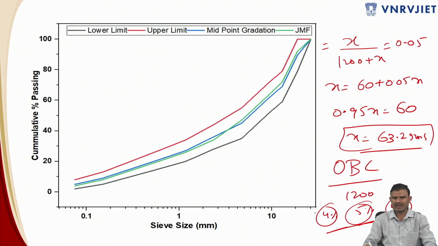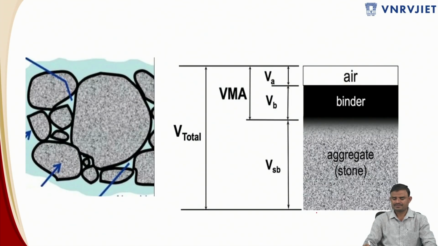So you have to prepare the Marshall mix, go for compaction, and get the Marshall specimens of 100 mm diameter and 63.5 mm height. After that you are supposed to conduct some tests in order to get some properties. And after that you are required to calculate the optimum binder content.